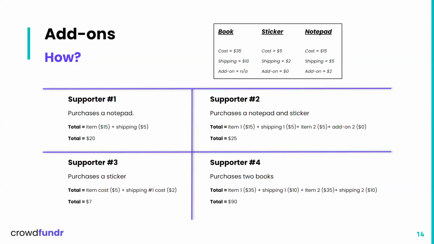Supporter number 4 purchases 2 books. Because there's no add-on, now it's going to do item 1, it's $35 plus shipping is 10, and then the same thing for item 2, because our hardcover book is pretty heavy and is going to cost a lot to ship. So it will add on the 2 item prices and the 2 shipping items for a total of $90.